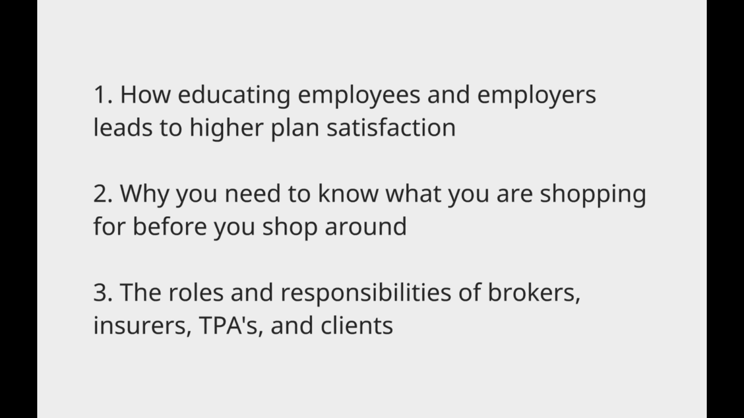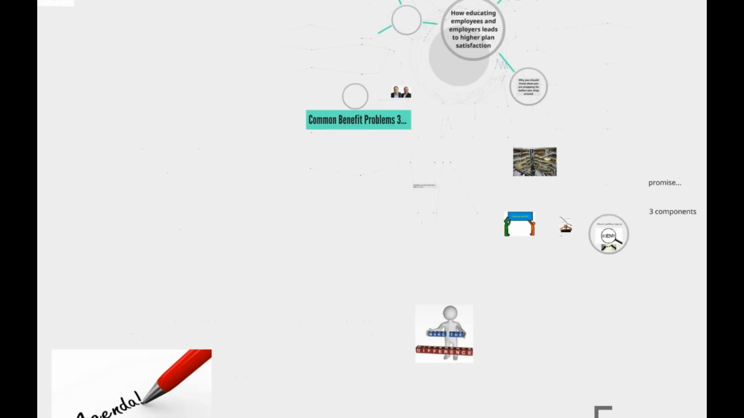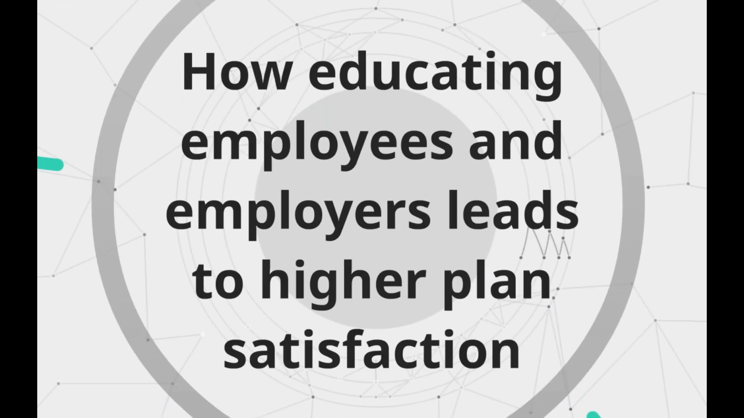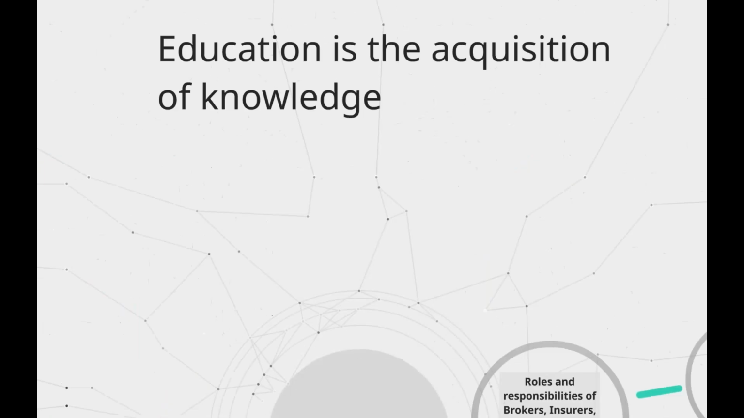I think it's critical. And then the third one we want to talk about is what are the roles and responsibilities of brokers, insurers, TPAs, and clients. And that's an interesting one. We got a fair amount of feedback on that one. What are the roles and responsibilities of everybody involved in the process? So we want to talk about education. We want to talk about what you need to know before you start shopping around. And we want to talk about roles and responsibilities. So how educating employees and employers leads to higher plan satisfaction. Let's go down that road.